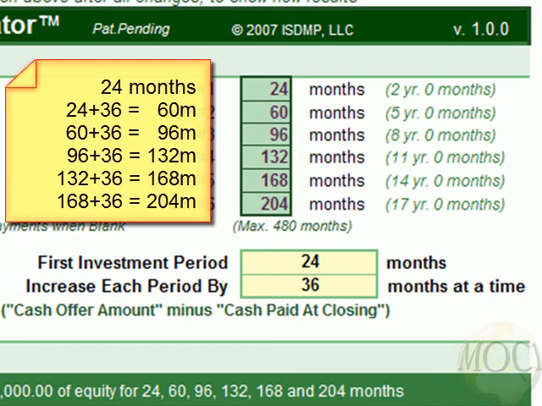So, the first period is 2 years, of course, and the following is 3 years later, which of course will be 5 years. The next is 3 years later, which is 8 years. The next is 11 years, and so on and so forth.